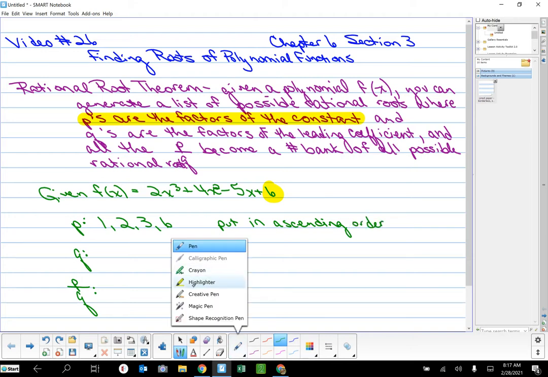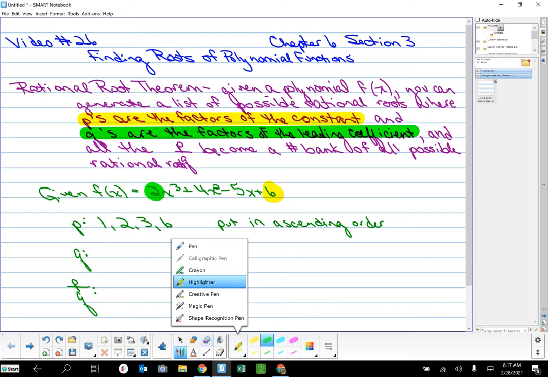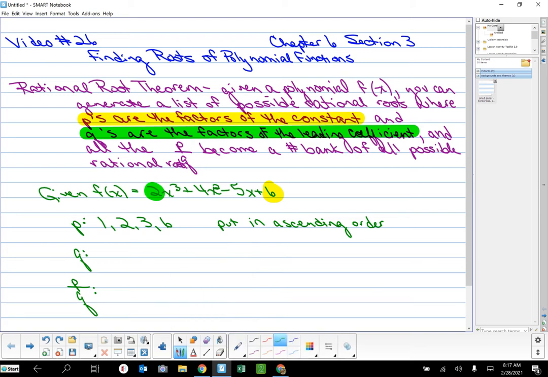Now the next one, I'll get a different color highlighter. The q's are the factors of the leading coefficient. The leading coefficient is the number in front of the variable with the highest degree, right? So we want all of the factors of 2, and those are only 1 and 2.